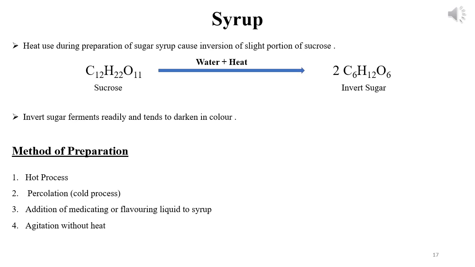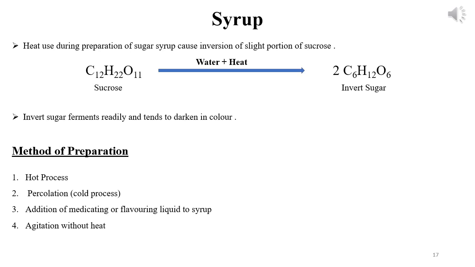Here is the formulation of syrup. Heat used during preparation of sugar syrup causes inversion of a slight portion of sucrose, means it will convert into invert sugar, which is darker in color. Sometimes you see at home, when you are preparing sugar syrup, something dark is formed. That darkening is called invert sugar.